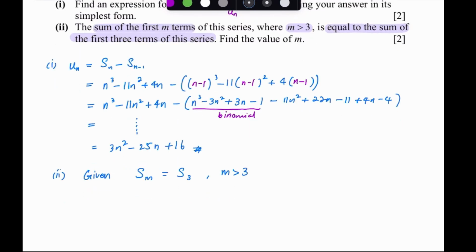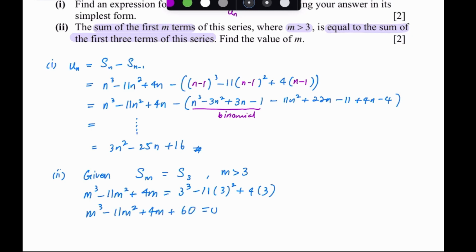So over here, we'll make use of the sum formula. This will be m cubed minus 11m squared plus 4m equals 3 cubed minus 11 times 3 squared plus 4 times 3. So altogether, m cubed minus 11m squared plus 4m plus 60 equals 0.